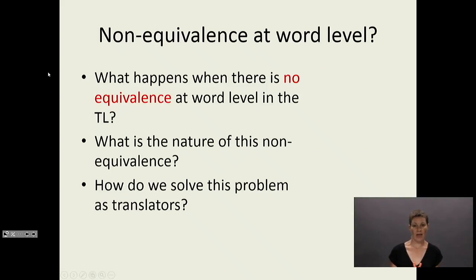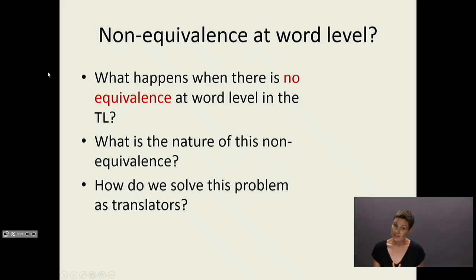Now, what happens when we have non-equivalence at word level? So let's think about what word level might mean. We might have sentence level, we might have text level, we might have culture level. So when we're talking about word level, we're really looking at morphemes and how they relate to other morphemes. So if there's no equivalence at word level in the target language, what do we do? We first think about what the nature of this non-equivalence is.